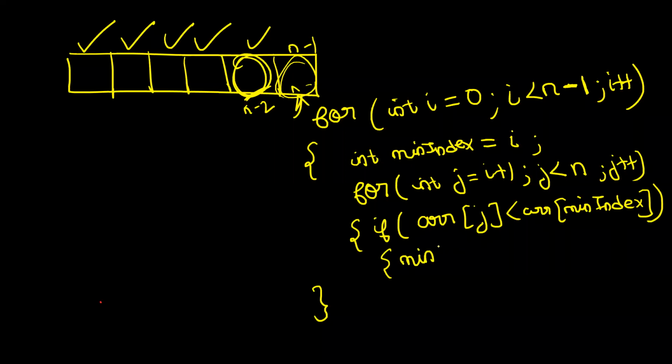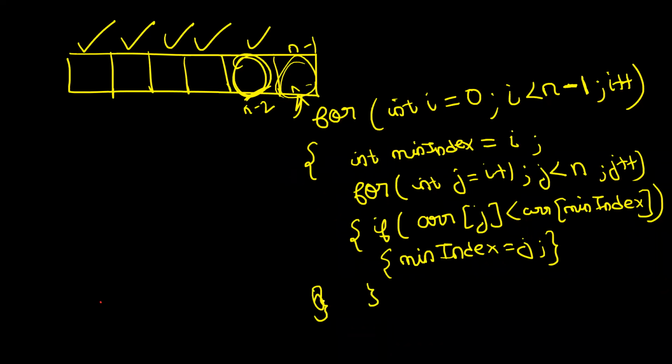No, I am not swapping. I am just updating the min index: min index is equal to j. So I have updated my min index. Boss, arr of j is lesser than arr of min index, so this is the new minimum. So I will bring the min index pointer to j. Do you all agree with this part?